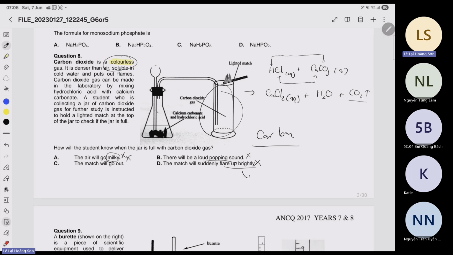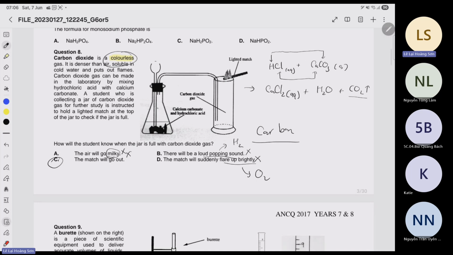This is for oxygen, right? Because oxygen can sustain the flame. The popping sound is for hydrogen. Okay, so those things are not correct. The only option that we have is the match will go out. Why is that? Because carbon dioxide is heavier than air. I'm not sure whether you have learned how to calculate the molar mass of the compound. Some of you may have learned it already. Some of you may not.